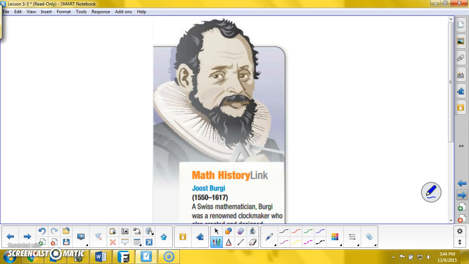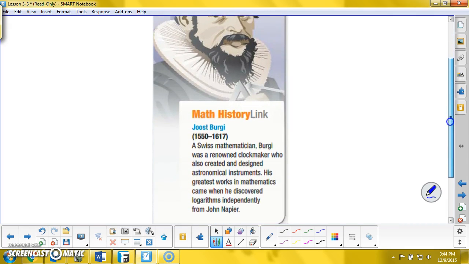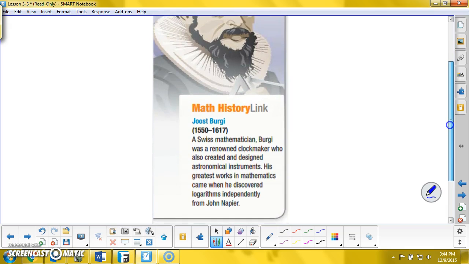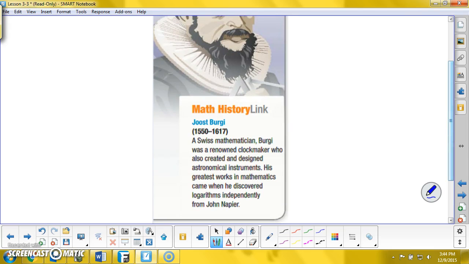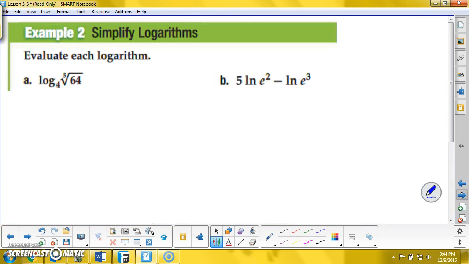There's a famous mathematician named Just Bürgi. He lived from 1550 to 1617. He was a Swiss mathematician, and he was a renowned clockmaker who also created and designed astronomical instruments. His greatest works in math came when he discovered logarithms independently from a guy named John Napier. Not sure if you've heard of John Napier. There's a good look at Just Bürgi, kind of a fun name to say.